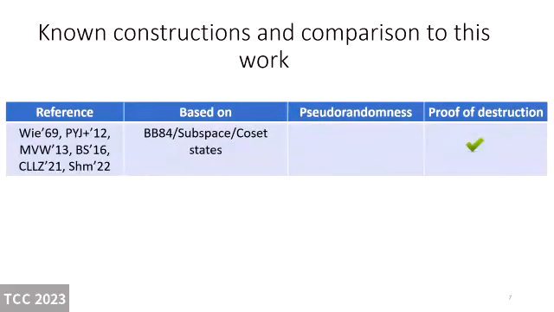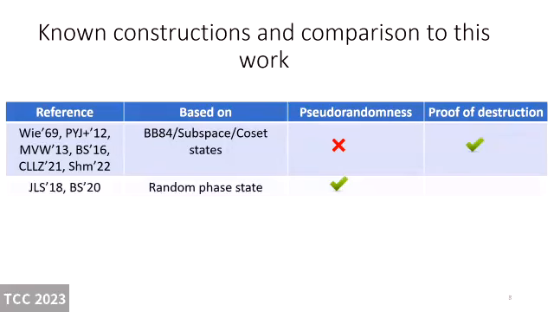So there has been a lot of work that uses these coset states that we just saw in the previous talk to achieve many cryptographic primitives that exploit this proof of destruction property. All of these constructions achieve proof of destruction, but these coset states have too much structure. So you can easily distinguish them from random. Hence, these are not pseudo-random.